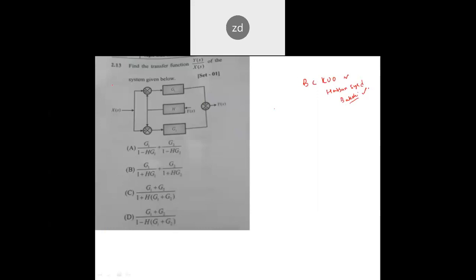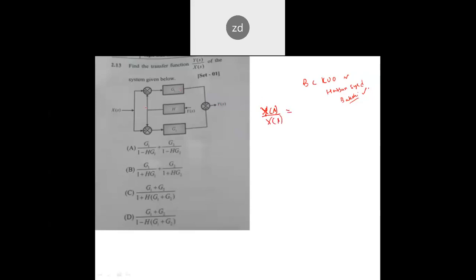Let's get started with this question. Find the transfer function Y(s)/X(s) of the system. Look at the system, don't get confused. It is telling you that you need this Y(s) by X(s). So it's a very simple question. It has come in the GATE exam.